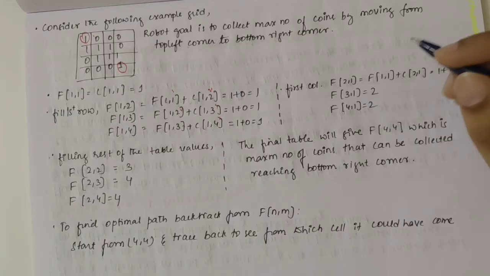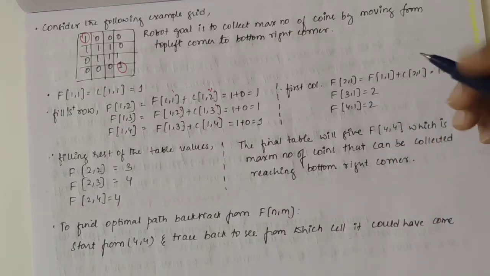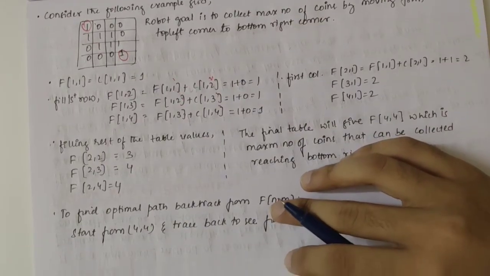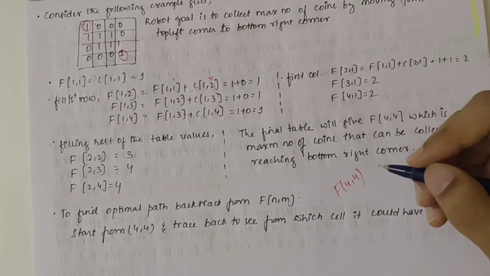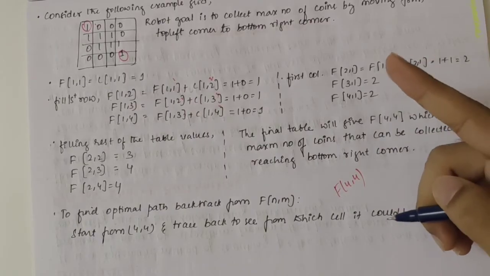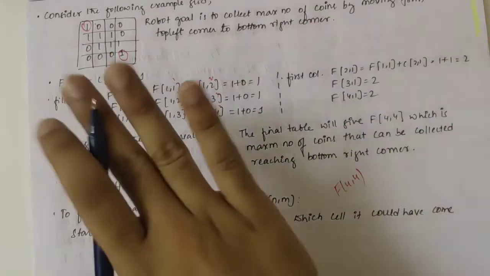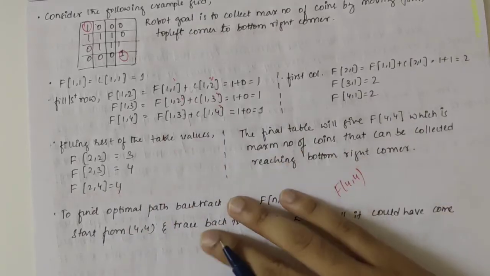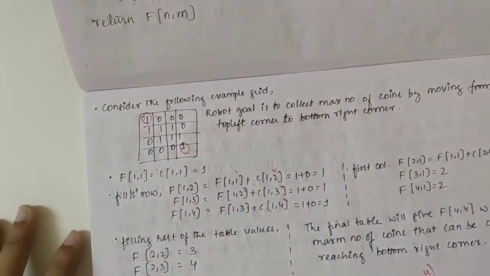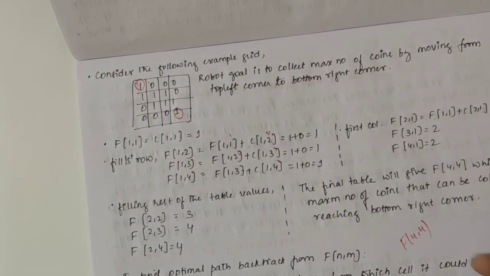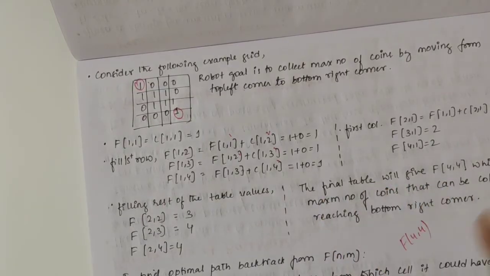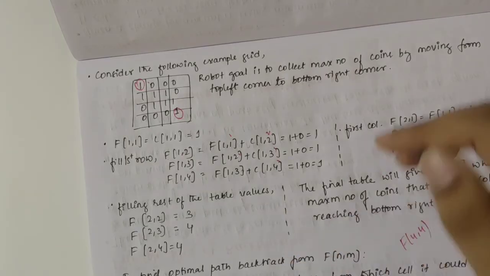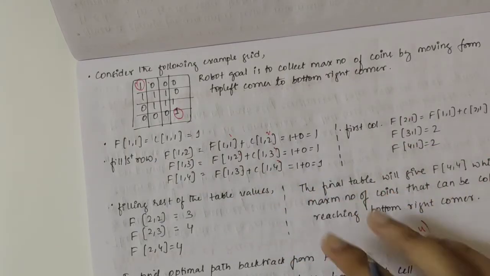To find the optimal path, we need to backtrack from f of n comma n. So we start from f of 4 comma 4 and backtrack to see from which cell it could have come, either from above or from the left, based on the values. So this was about the coin collecting problem. This approach ensures that the maximum number of coins is collected efficiently while navigating from top left to the bottom right corner.